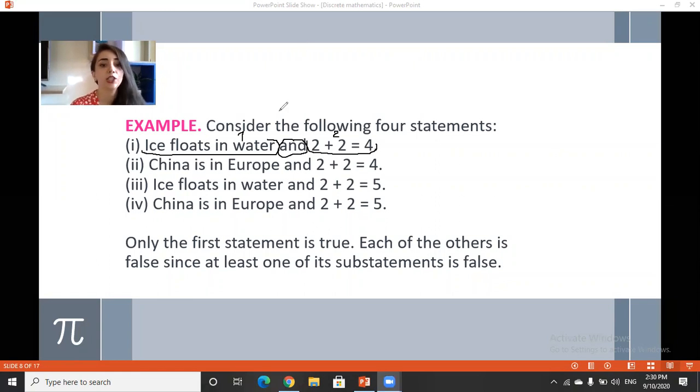So, the second one: China is in Europe and 2 plus 2 is 4. You see, this is true, as we said in the first statement. 2 plus 2 is equal to 4. China is in Europe. Is it true? Of course not. China is not in Europe. So this is false. The first statement is false, the second is true, and we say that if any of them is false, our statement is false.